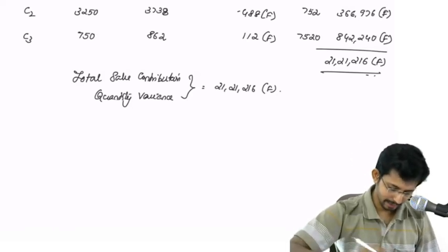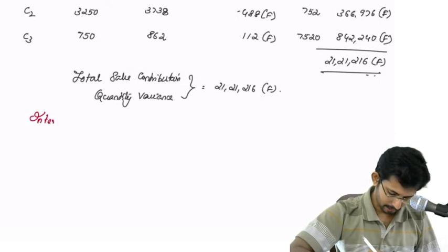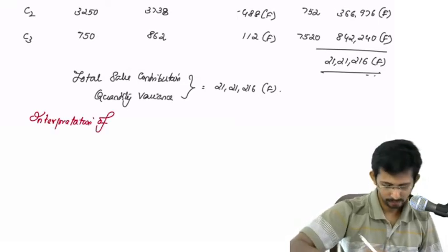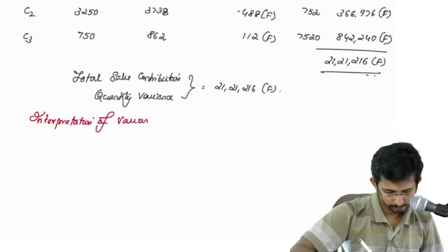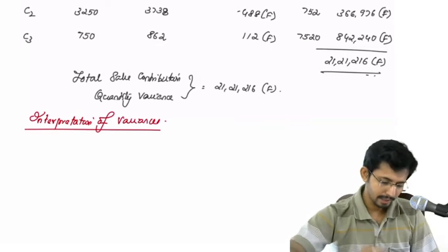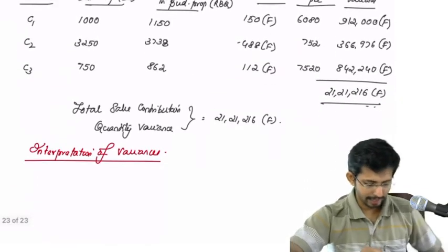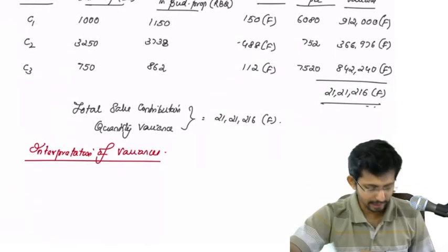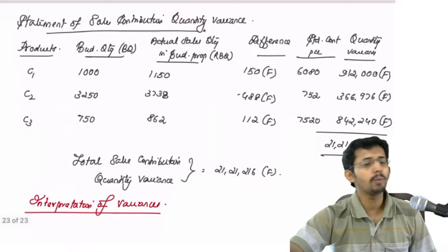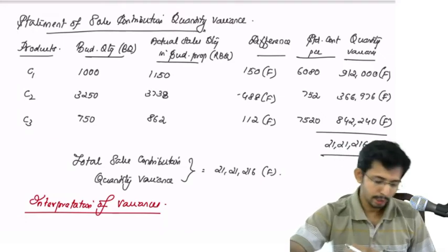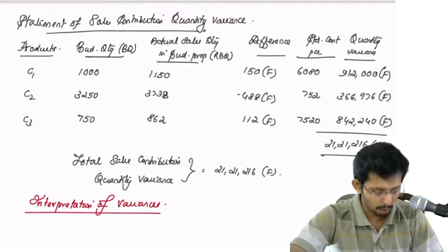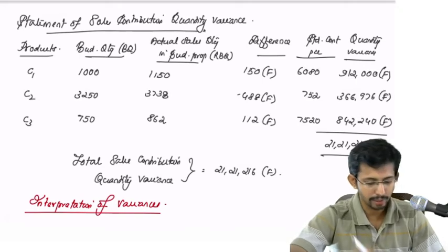Now what about next? Interpretation. Okay, if you see the interpretation, what is happening here? In the first case, we will take sales contribution quantity variance. It is 21,21,216 favorable. Can you tell me why it has become a favorable variance? If you see the product wise components, it is a favorable variance for all the three products, C1, C2, C3, it is favorable.